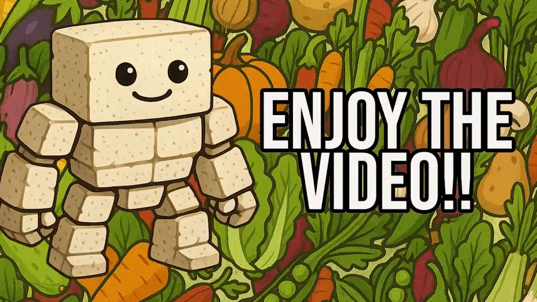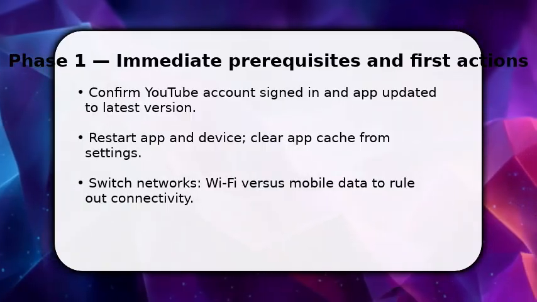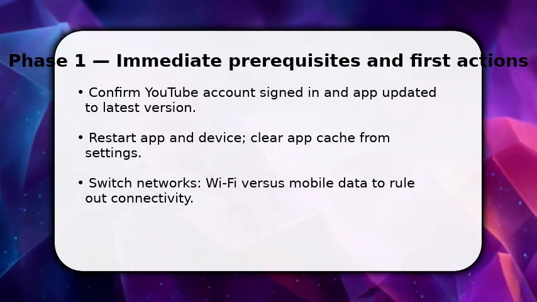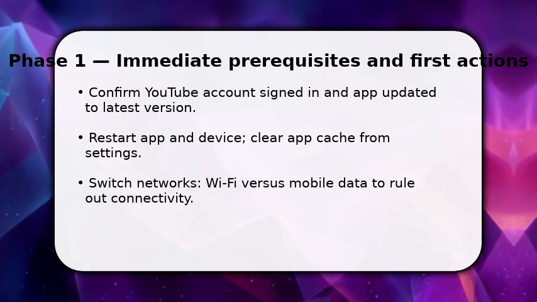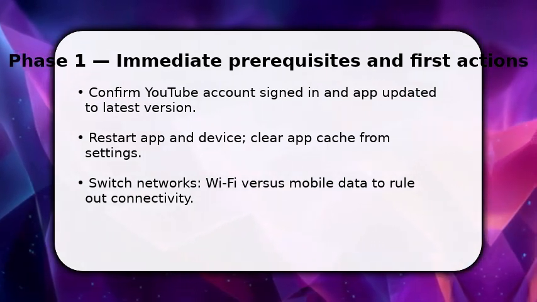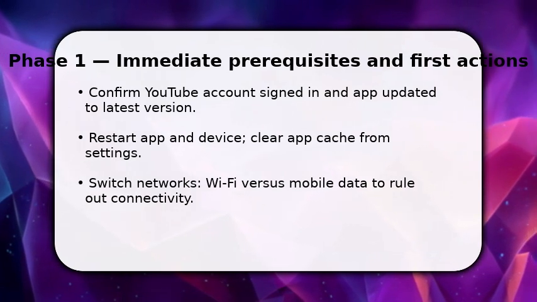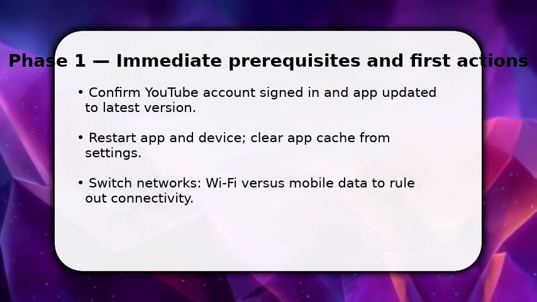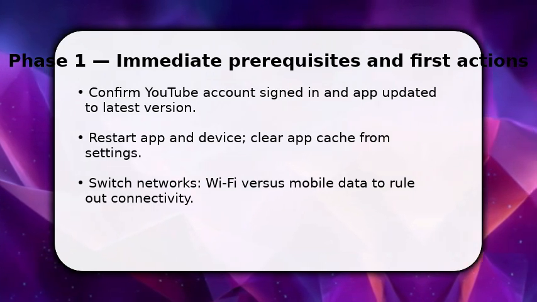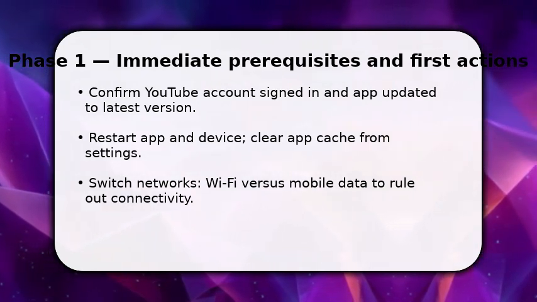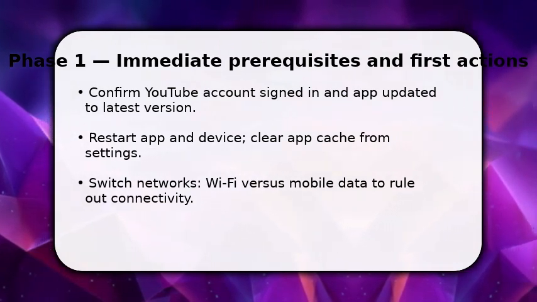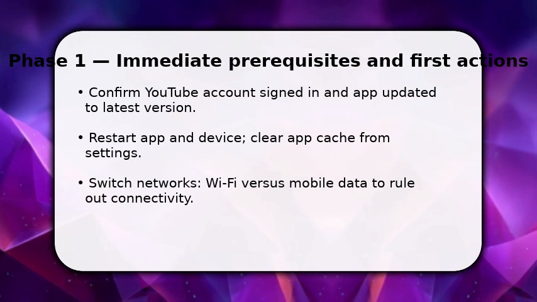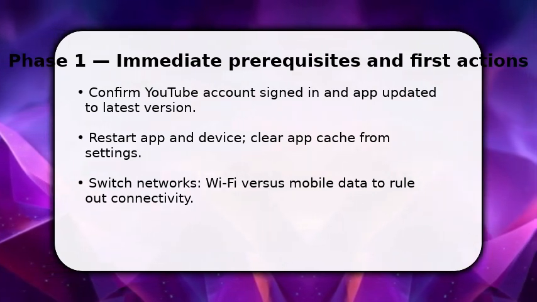Please enjoy the video. You begin by confirming the essentials. Make sure you're signed in and the YouTube app or browser is updated to the latest release. Once done, force close the app and restart your device to clear transient glitches. Next, clear the app cache from settings. This removes corrupt temporary files. If you're on Wi-Fi, switch to mobile data. If on mobile, try Wi-Fi. These quick moves fix most interface problems fast and show whether the issue is local or network related.